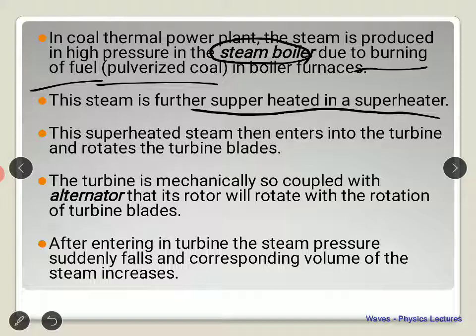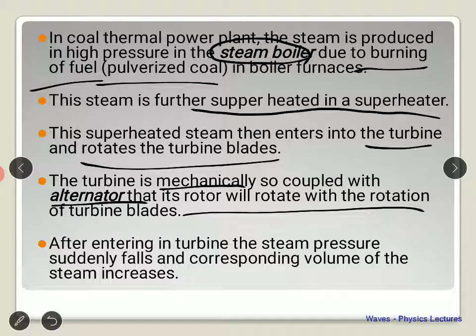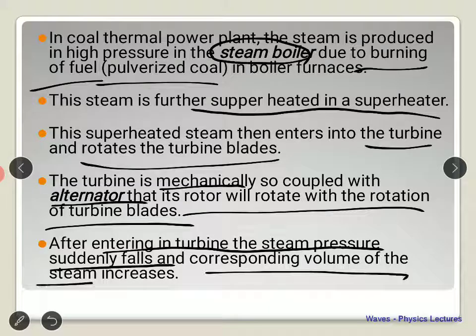The superheated steam will enter the turbine and rotate the turbine blades. Now the concept of turbine blades, I think it's quite common, because when we are talking about hydropower, we have water stored at a higher altitude falling on the turbine so that the blade can rotate. In this case, we are not using water directly, we are using the steam to rotate the turbines. So the turbine is mechanically coupled with the alternator, and its rotor will rotate with the rotation of the turbine blades.